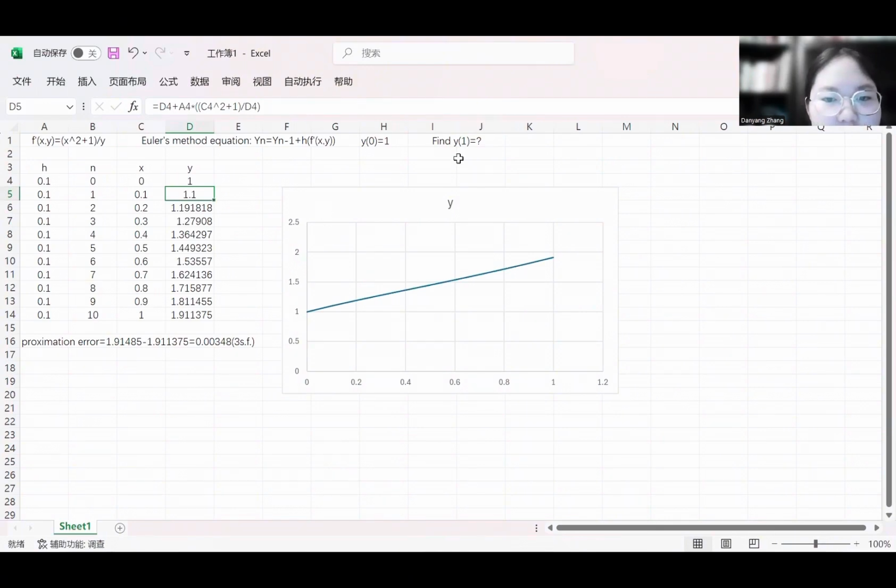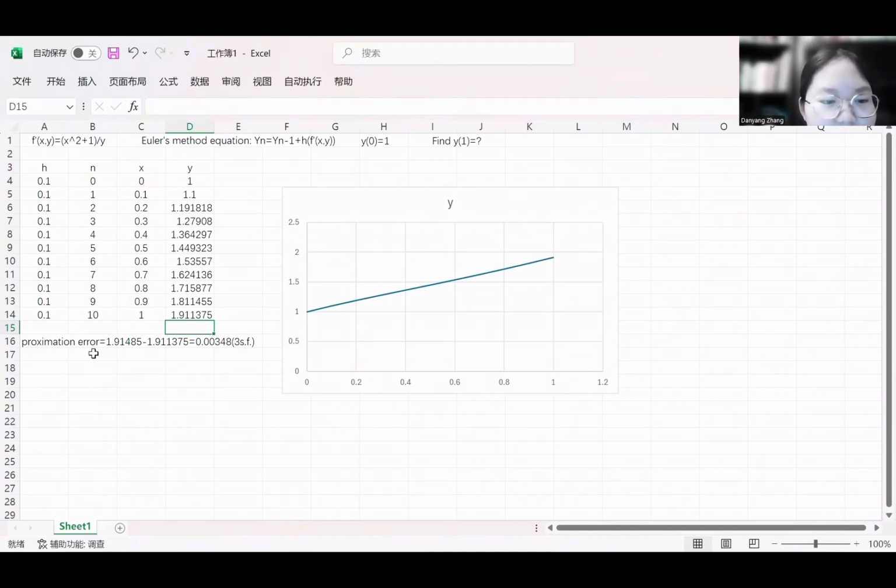And to find when x equals 1, y equals, from here, 1.91375. And we can tell from this graph that as x increases from 0 to 1, y is increasing from 1, in this case, to approximately 2. But the value is 1.911. This is approximately 1.911.